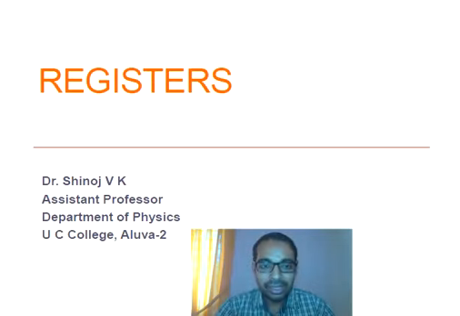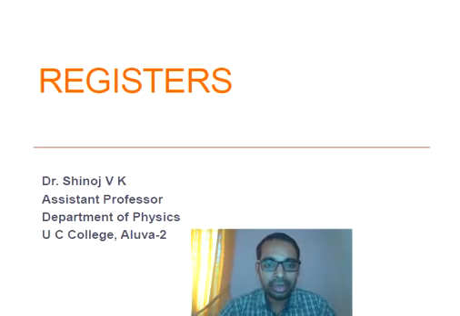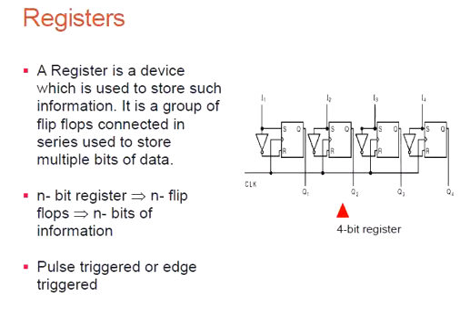So in this class, we will study registers in detail. Basically, there are two types of registers. One is the buffer type of register, and the other is the serial shift register. We will discuss these two types in detail. Hence, a register is a device which is used to store a group of information, that is, a word of information.